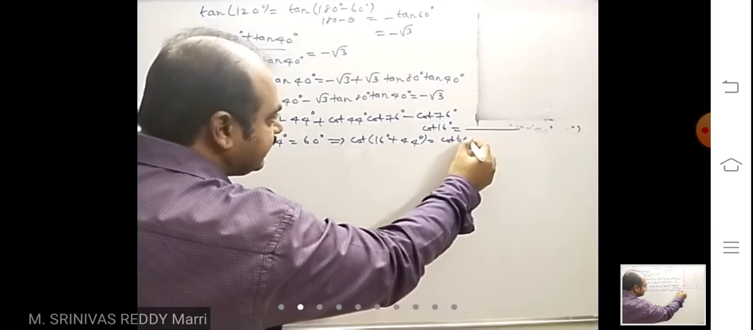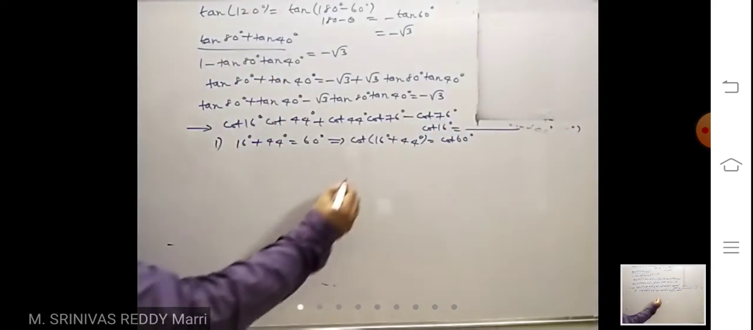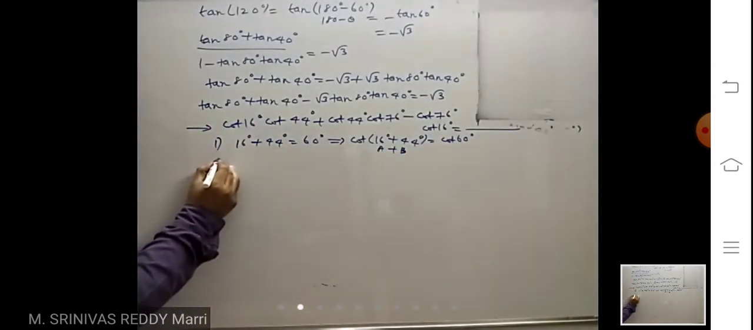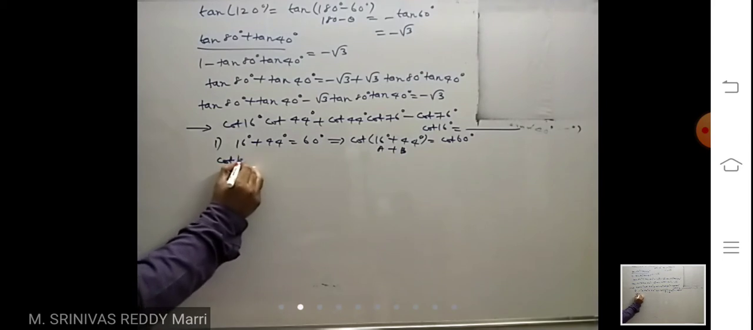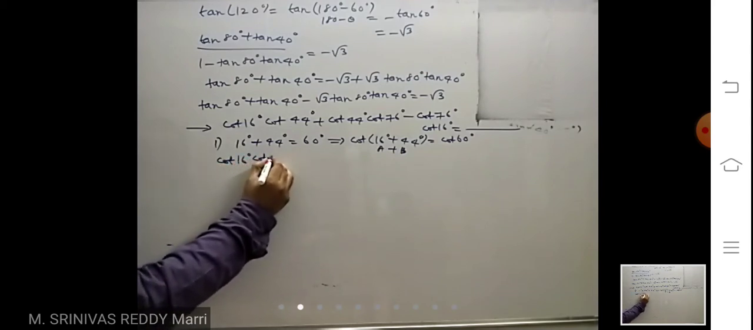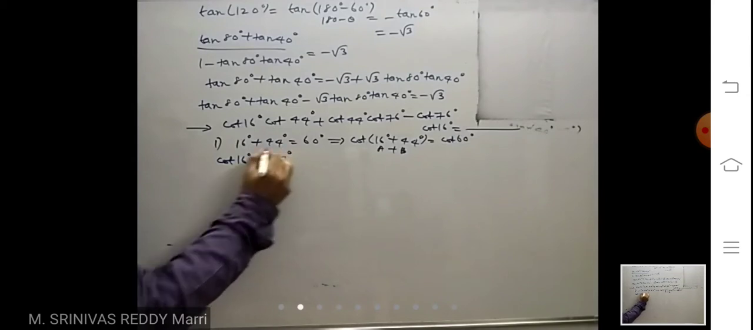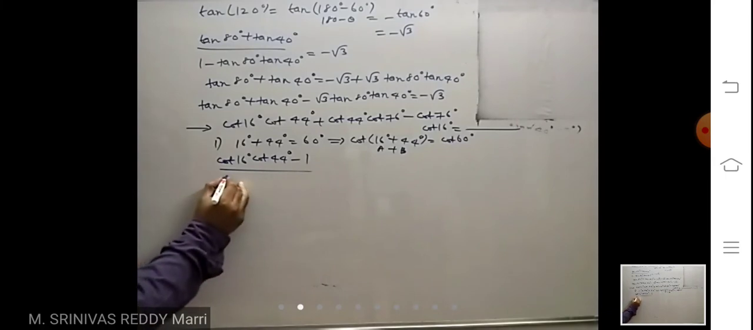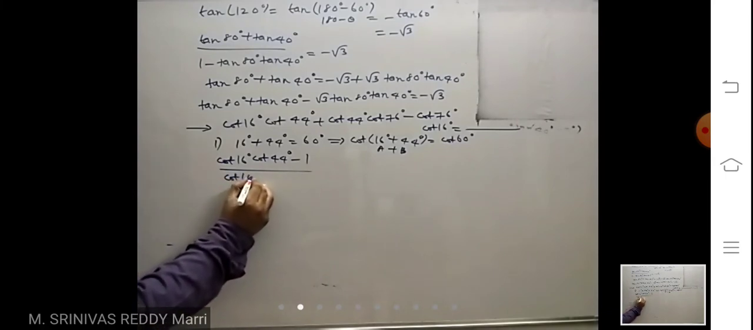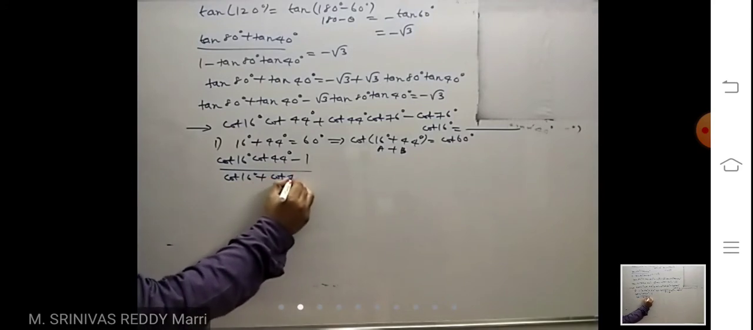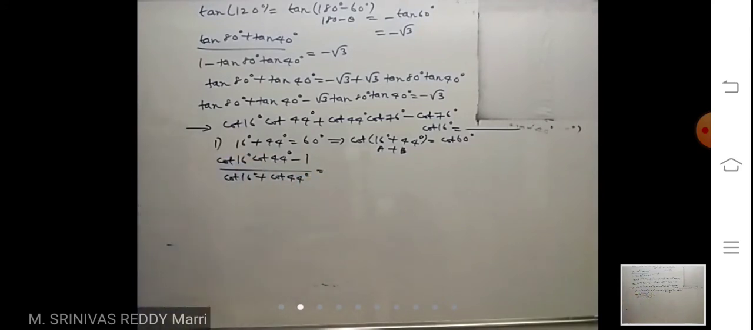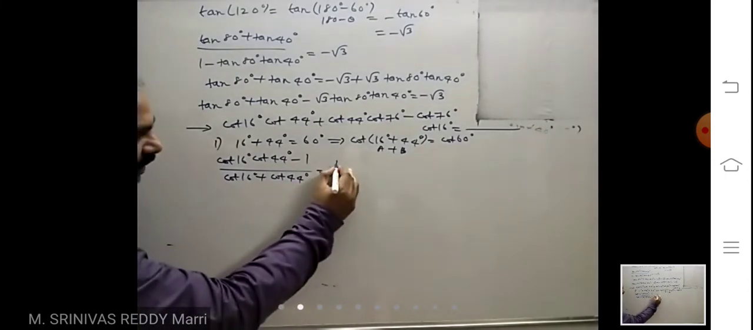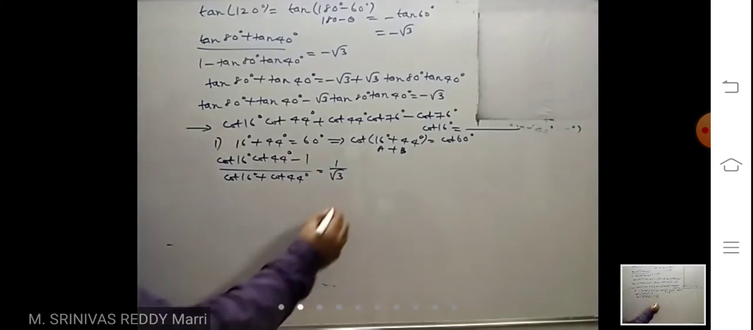Because the known angle is there, I have preferred to sum. Now this is cot of A plus B, in which the product will be there. You have to get that. So now cot of (A plus B) is nothing but (cot 16 degree cot 44 degree minus 1) divided by (cot A plus cot B). So this is nothing but cot 60 degree. Cot 60 degree means you will get 1 by root 3.